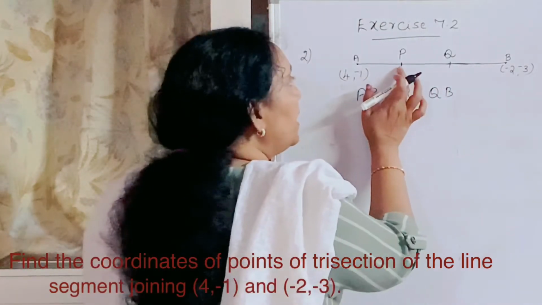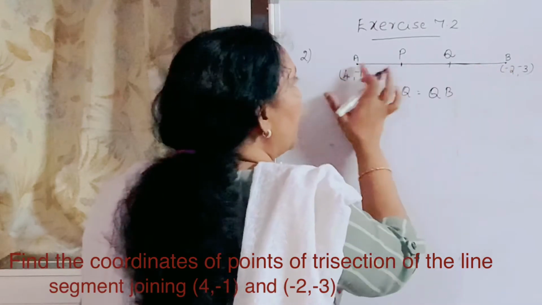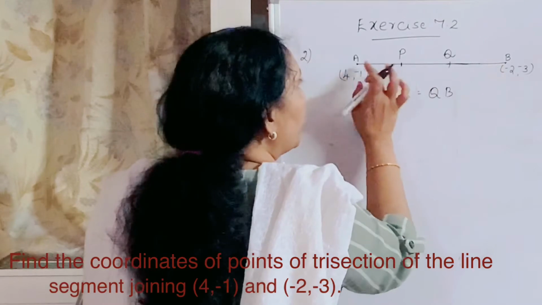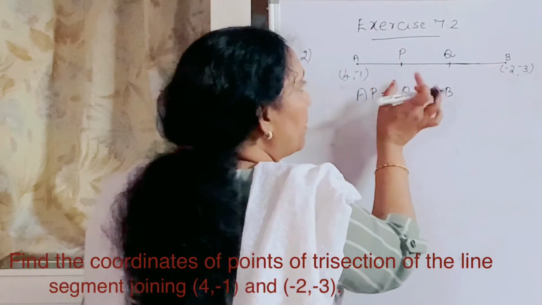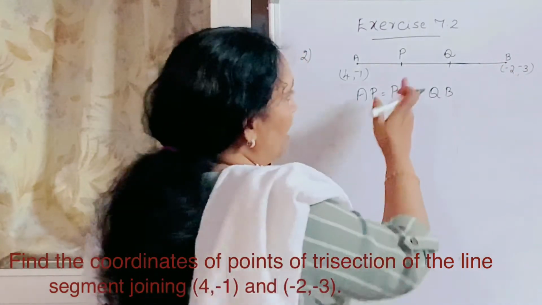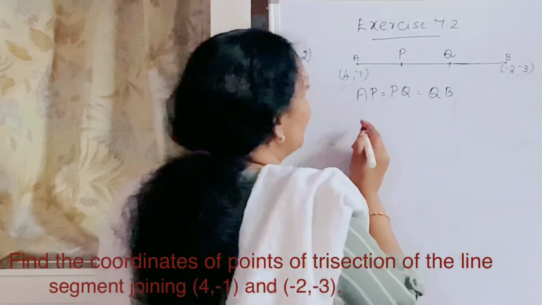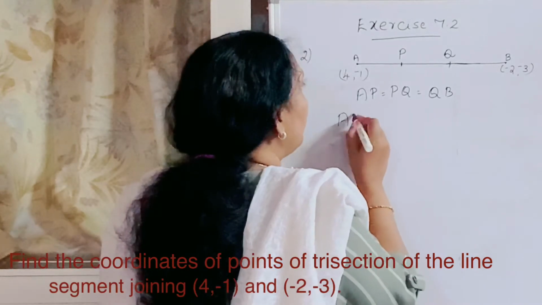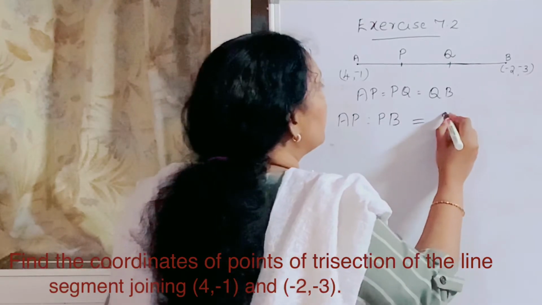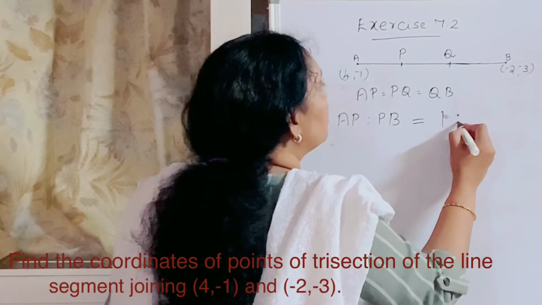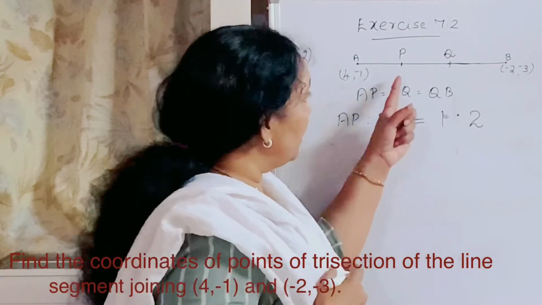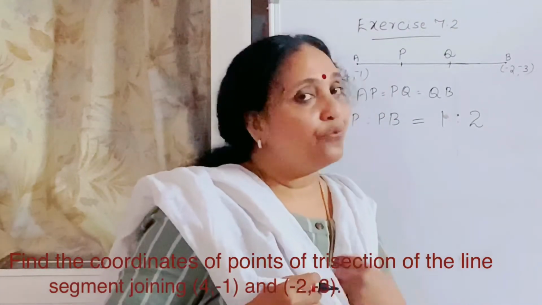That means P divides this line segment AB in the ratio 1:2. From here to here is 1 part, from here to here is 2 parts. Look at the figure. So what will be AP is to PB? That is 1:2. That means P divides AB in the ratio 1:2.